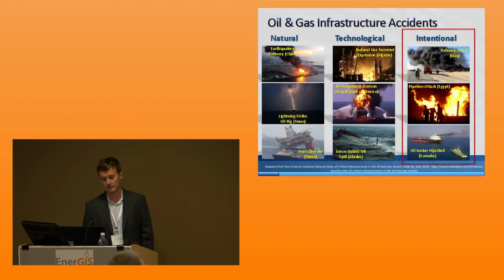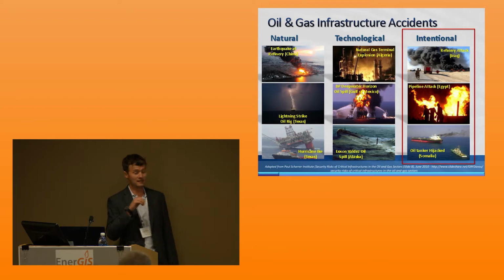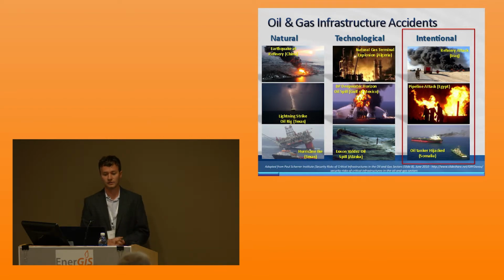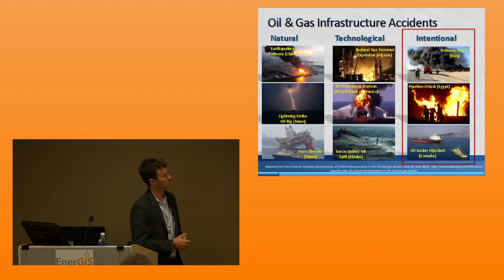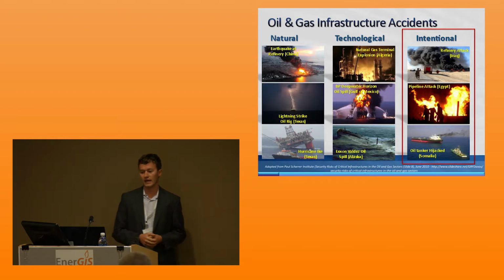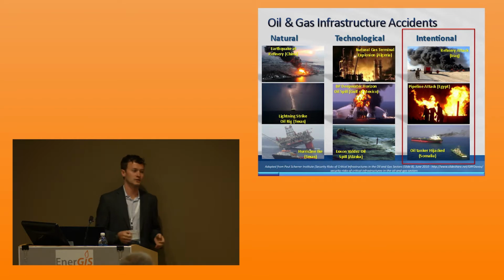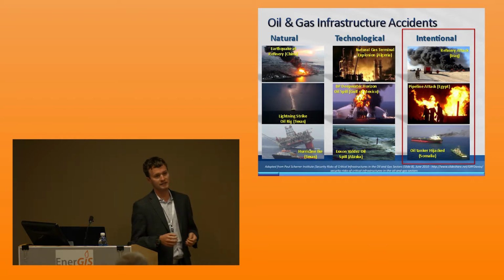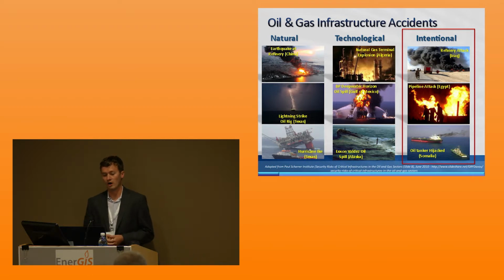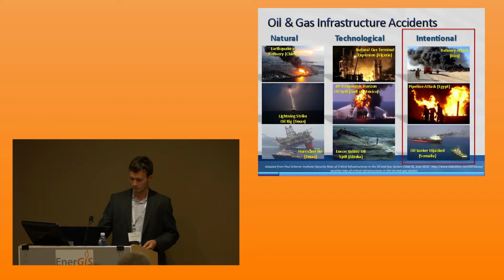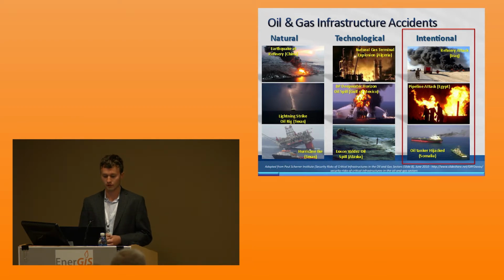So let's take a look at some international examples of oil and gas infrastructure accidents. The first type are natural accidents, things like earthquakes at refineries, lightning strikes on oil rigs, and hurricanes in the Gulf of Mexico. Hurricanes such as Ike and Katrina can do a lot of damage to both onshore and offshore oil and gas infrastructure. The next type is technological, things like natural gas terminal explosions. Another example is the BP Deepwater Horizon oil spill from a few years back. And lastly, we have the Exxon Valdez oil spill in Alaska back in the late 1980s.